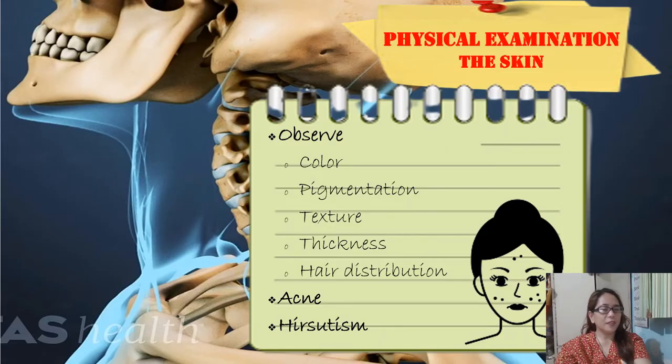Okay, so in doing the physical examination of the head and the neck, you have to observe for the color, okay? Kung uniform ba yung color. Okay, at nakadepende sa genes or the race of the person. Okay, pigmentation. Okay, the presence of melanin, carotene, oxyhemoglobin, deoxyhemoglobin. The texture, is it soft? Okay, rough. The thickness, especially on the hair. Or the hair distribution, is it evenly distributed? Or there is a hair loss. Okay. Observe also for acne and hirsutism. So hirsutism is a condition in women that results in excessive growth of dark or coarse hair in a male-like pattern. Okay, especially, or it can be observed in the face, in the chest, in the back.